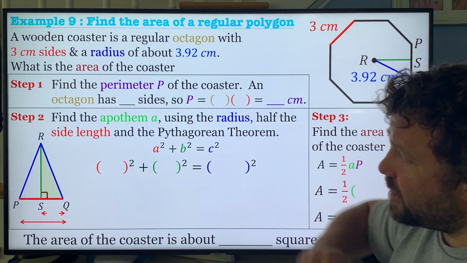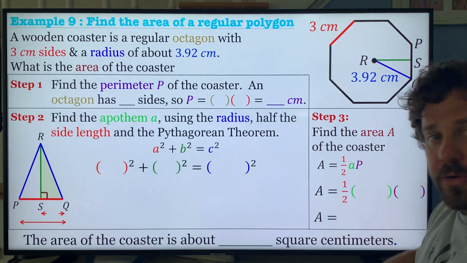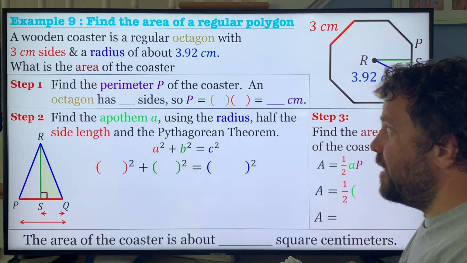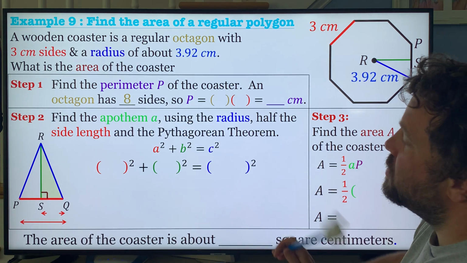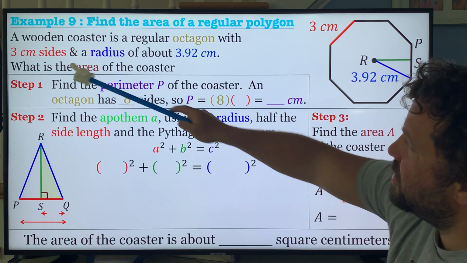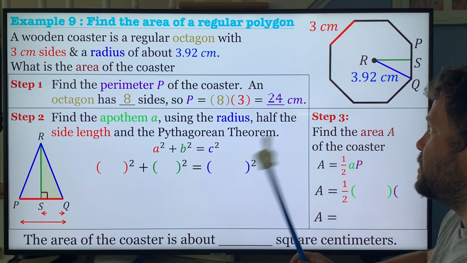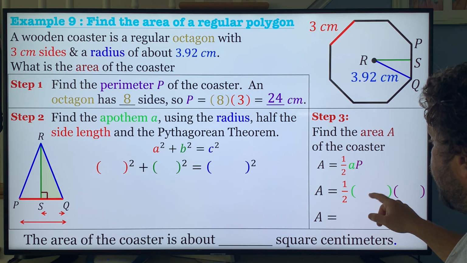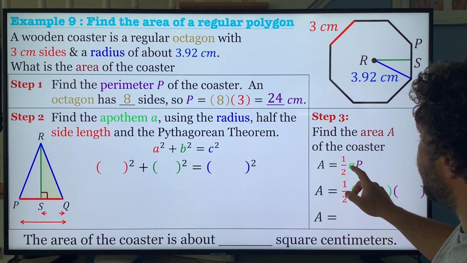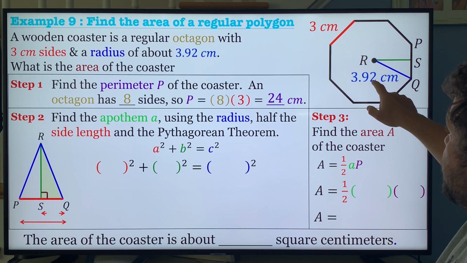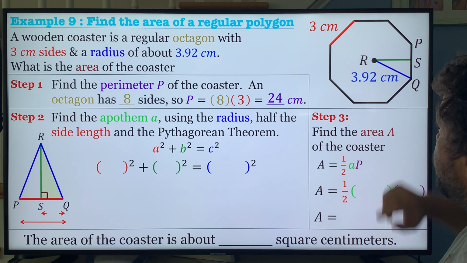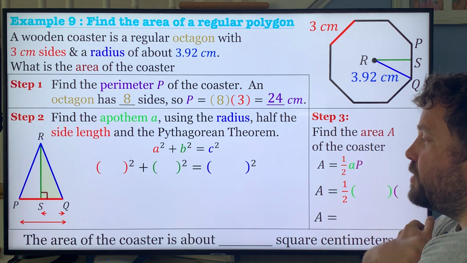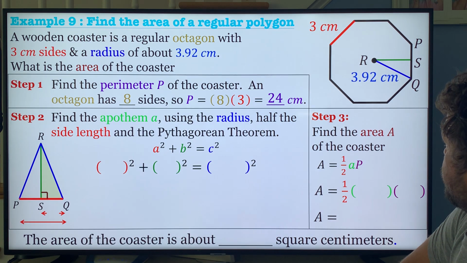Notice you're given the radius and not the apothem. So the first step is as normal: we find the perimeter. It's an octagon, which has 8 sides, so the perimeter is 8 times each side length of 3. 8 times 3 is 24 centimeters. So we got our perimeter. Now our formula is 1/2 apothem times perimeter, but we don't have the apothem. We have the radius, 3.92, and we're looking for the apothem. So how do you think we go about finding the apothem? If you look over at step 2, it might give you some hints.